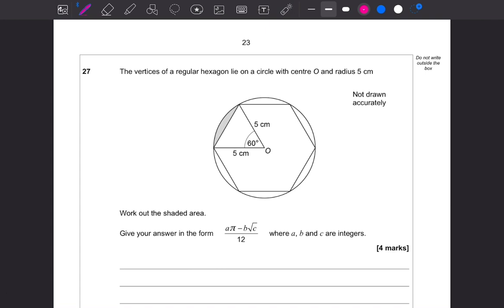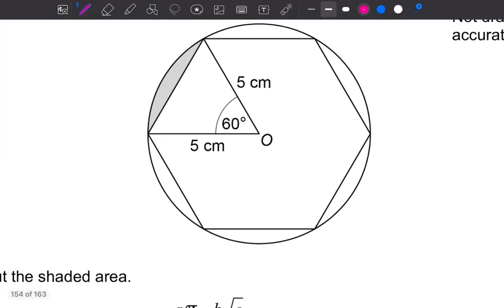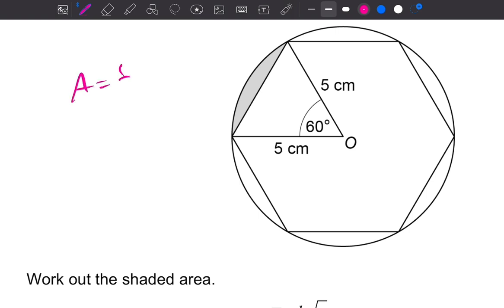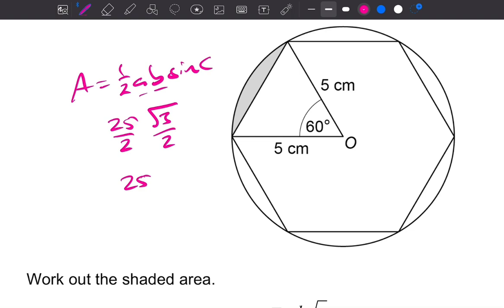Vertices of a regular hexagon lie on a circle with centre O, radius 5 centimetres. Work out the shaded area. Give your answer in the form of this thing. So first off, we'll work out the area of this little triangle. Area of a triangle is equal to half ab sine C. A is 5, b is 5, so that's 25 on 2. Sine C, so we've got sine 60. We know sine 30 was 1/2, so thinking about the patterns with the sine and cos, it's going to be root 3 on 2. So altogether, 25 root 3 on 4, and that's a triangle.